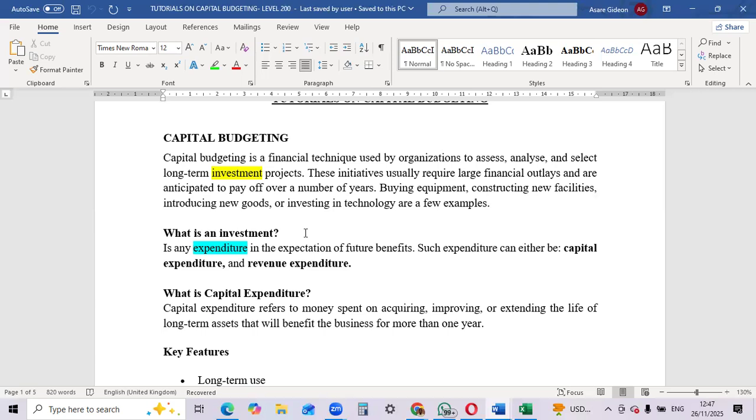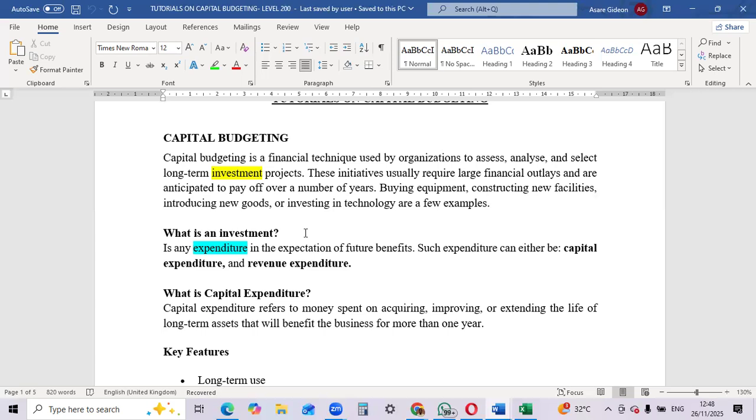Now, what is expenditure? It is basically any cost incurred on something, right? And we have capital expenditure and revenue expenditure, right? So capital expenditure refers to the money spent on acquiring, improving, extending the life of long-term assets that will benefit the business for more than 1 year.